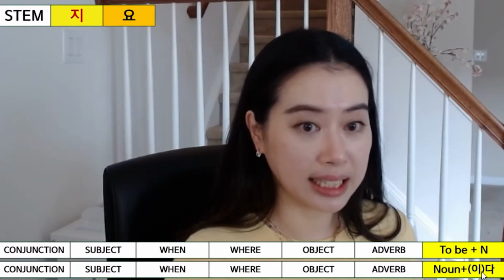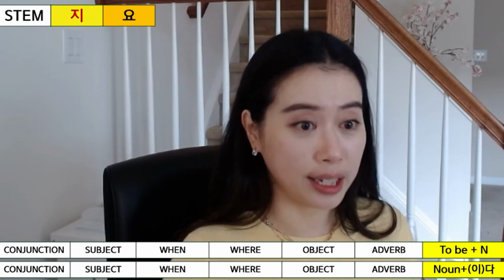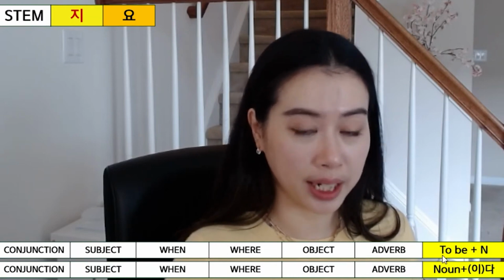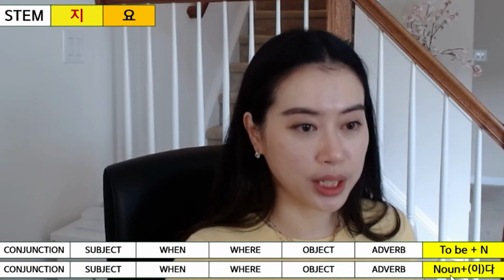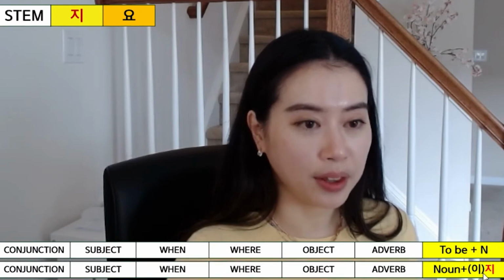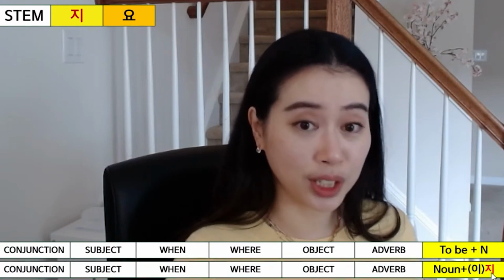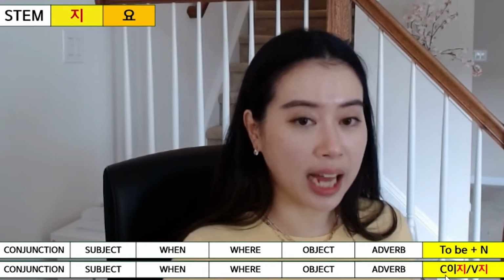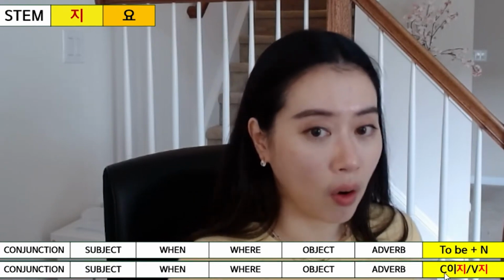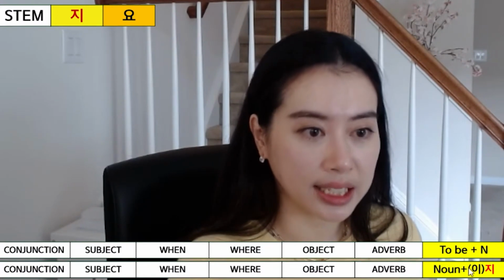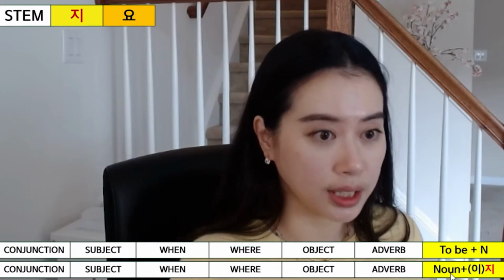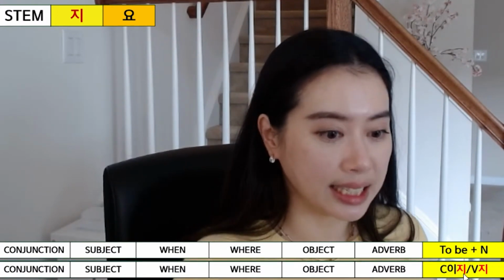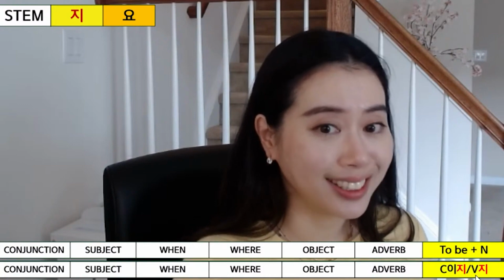How do we use this with a noun? Noun plus 이다. Am, are, is, the to-be verb in English. So we use noun plus 이다, and then we change this 다 to 지, like we did. So noun 이지. If the noun ends with a consonant on the bottom, you always need this 이, always after consonants. Consonant 이지, and then vowel 지.